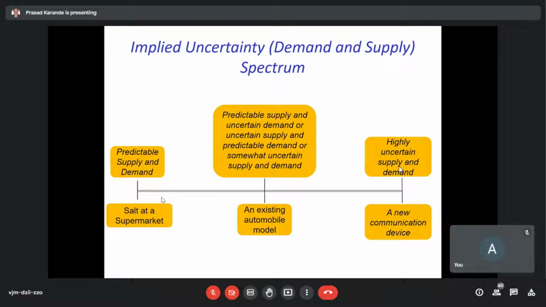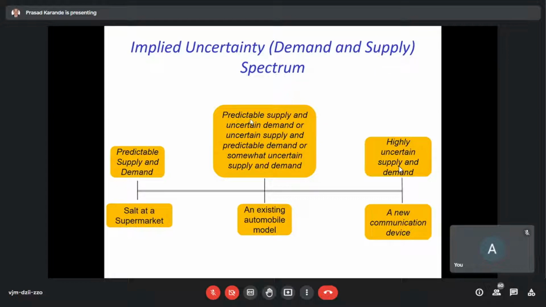So this is very predictable. The supply and demand are very certain, and this will help for a very great strategic fit, isn't it? Do you agree or not? Where there is certainty, strategic fit will be very smooth, very efficient, and also very easy. If you go to the existing automobile model, it is predictable supply and uncertain demand, or uncertain supply and predictable demand, or somewhat uncertain supply and demand. So this is complex. This is a combination of predictable supply and uncertain demand, meaning there will be uncertainty in demand.